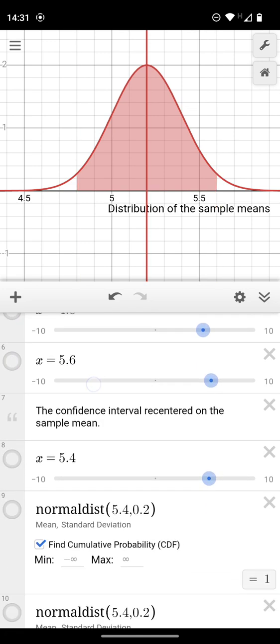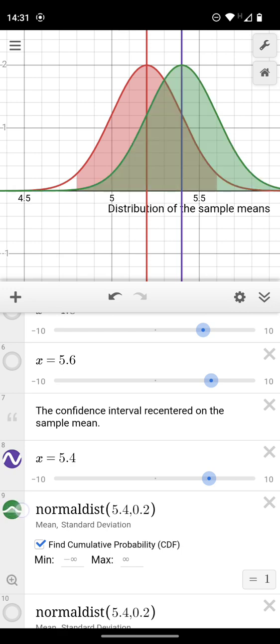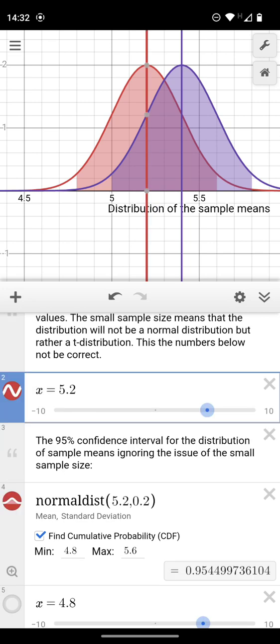Now, the very first sample in Chapter 8 was a sample with a mean of 5.4. That had a sample standard error of 0.2 if rounded off to 1 decimal. And you can see that here. The purple is the 95% confidence interval for the sample with a mean of 5.4. The important thing to note is that the population mean is inside the 95% confidence interval for this sample.